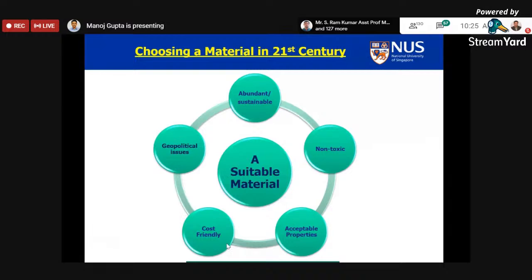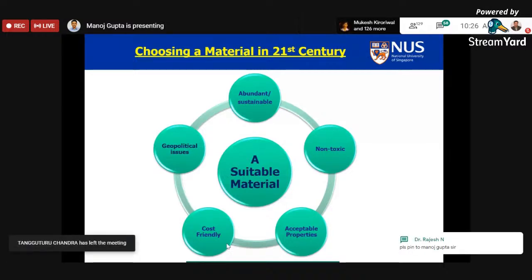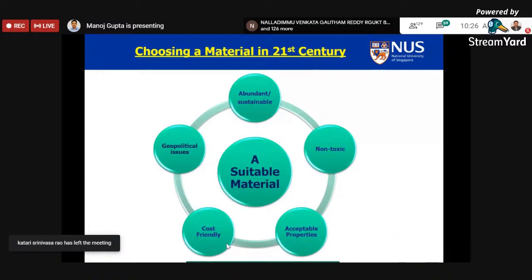Cost-friendly. Now, you can have gold, but gold is too expensive and it cannot be used. So you have to have a material which is cheaper, which can be used by a common man. And when it can be used by a common man, then only its effect on the society can be seen.